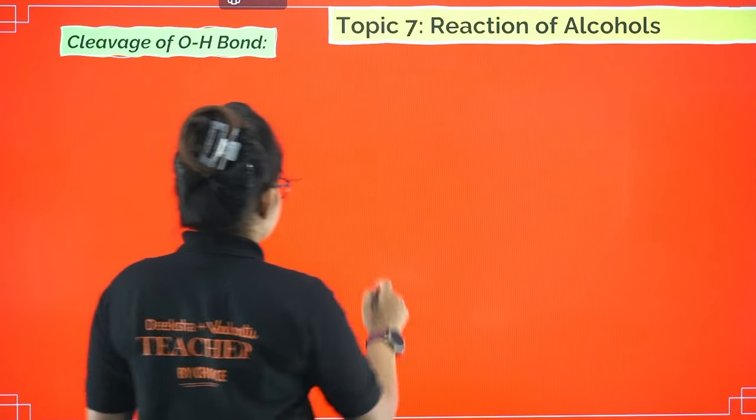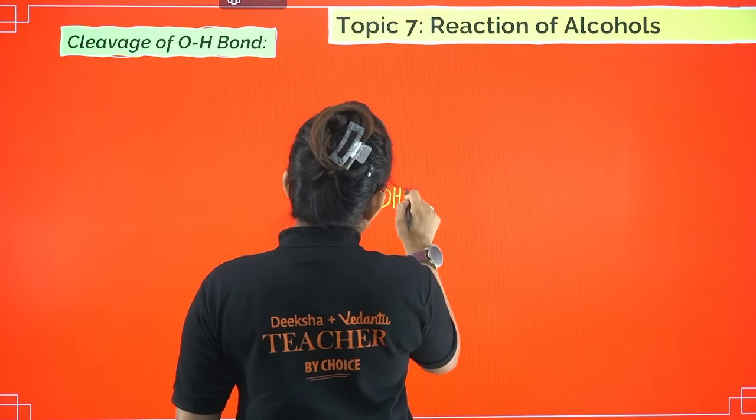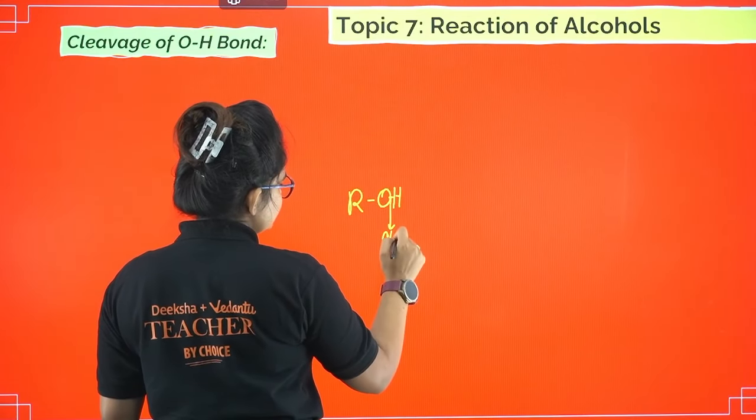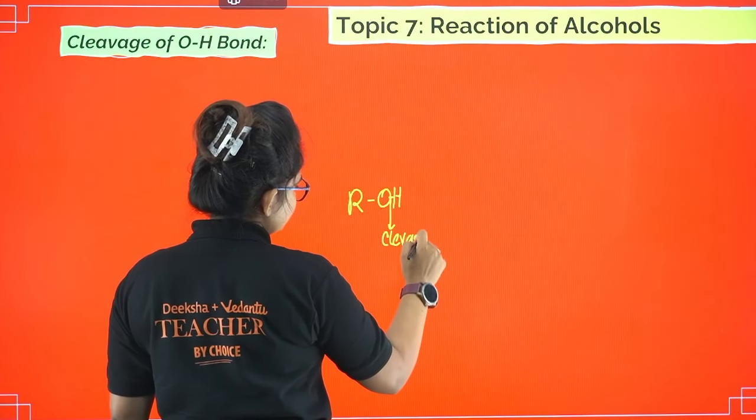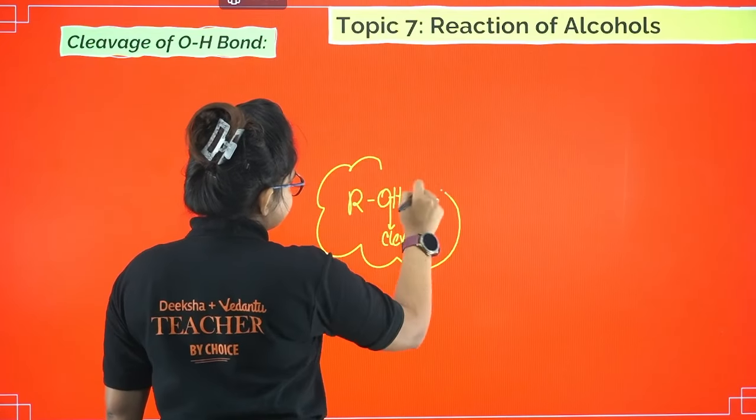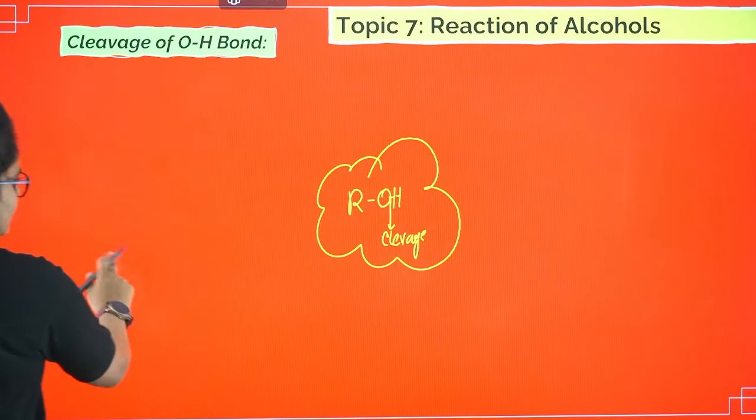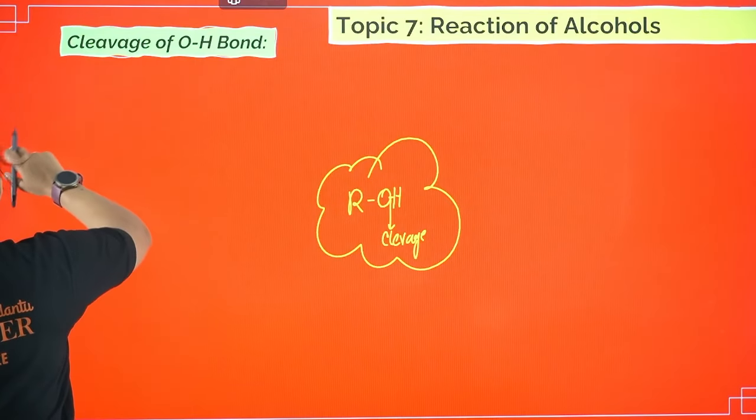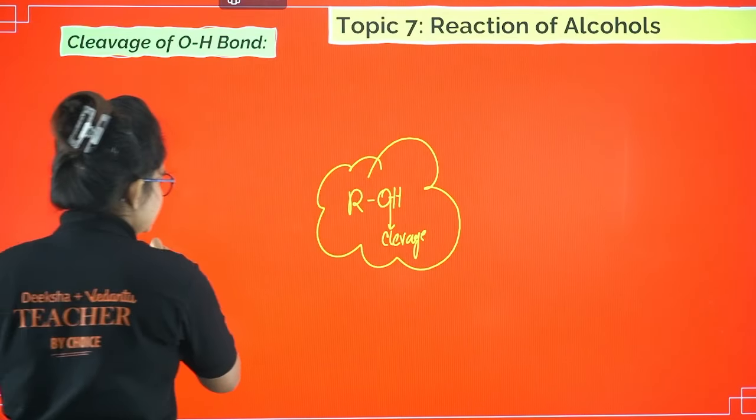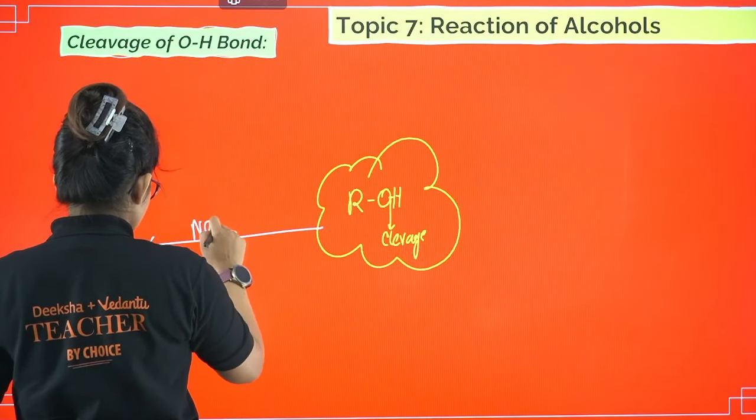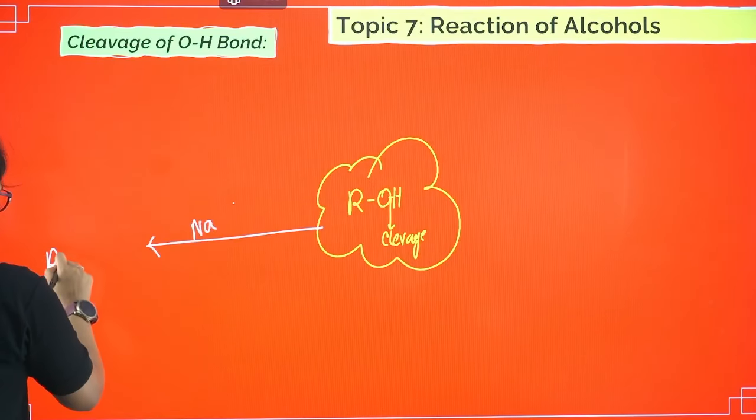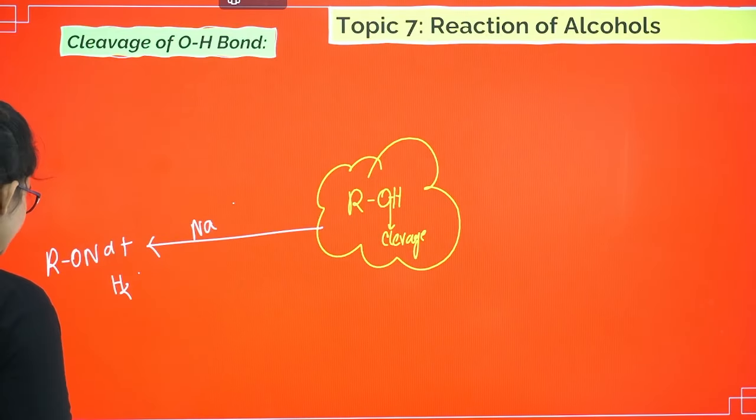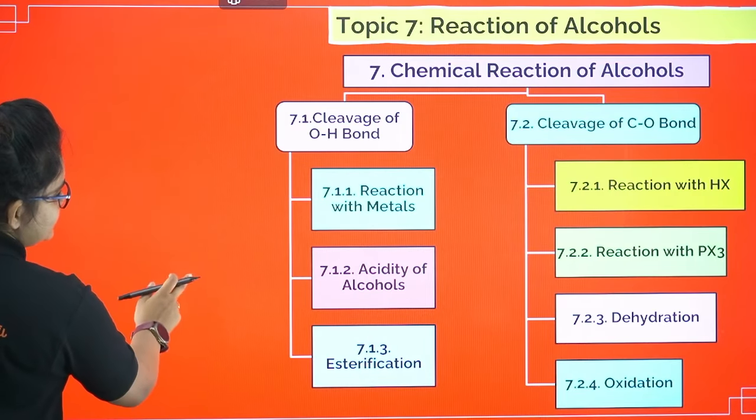Okay. So we have to start from ROH. Remember, this O-H bond needs to be cleaved. So what are the options? First, we can proceed with the reaction with metals. Let me treat this with sodium metal. You will end up with RONa plus H2.